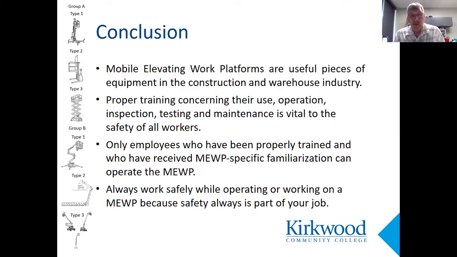So the conclusion here: platforms are a useful piece of equipment for construction and warehouse. Proper training concerning their use, again, for operator inspection, testing, and maintenance is vital to the safety of the employee. The MEWP needs to be working properly. Again, only employees who have been properly trained and who have received MEWP-specific familiarization can operate that.